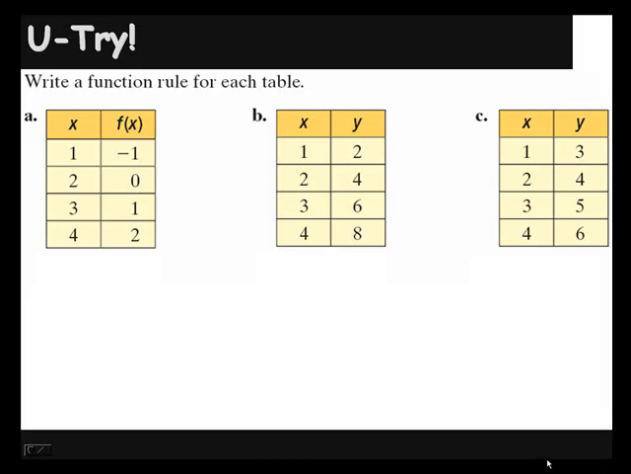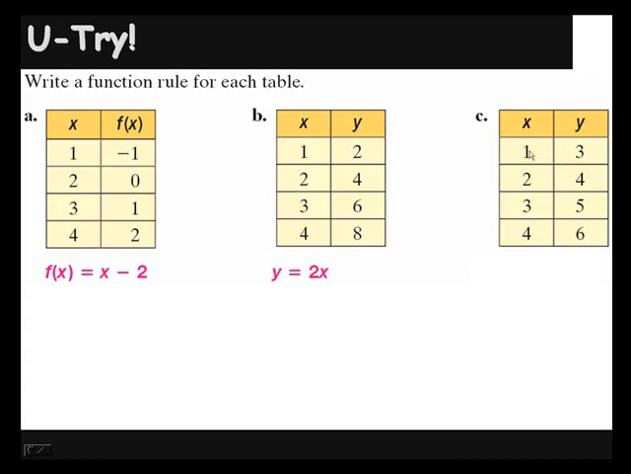All right, this first one, it's a little tricky. It looks like we just always drop 2, right? So I would say x minus 2. F of x equals x minus 2. This one, let's see, we add 1, and we add 2, we add 3. It looks like we double it every time, so 4 times 2, 3 times 2. So y equals 2 times x, or y equals 2x.